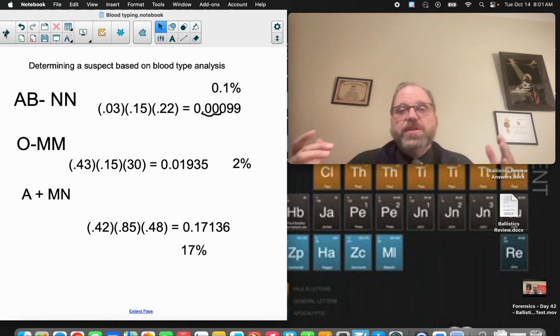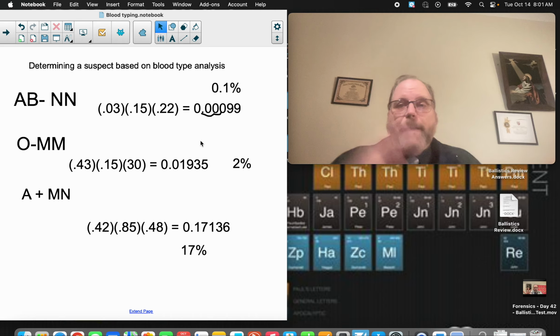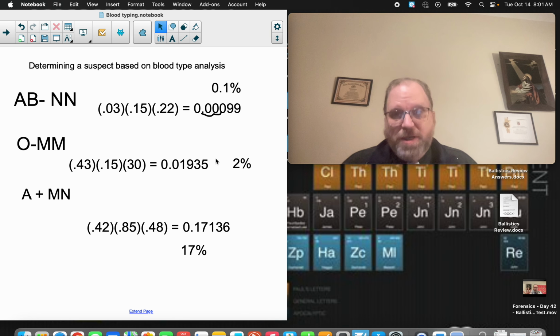Now, if we want to determine how many, we would take that decimal number, this 0.02 here for 2%, and multiply it by the total population, and that's how many suspects we have to look through.